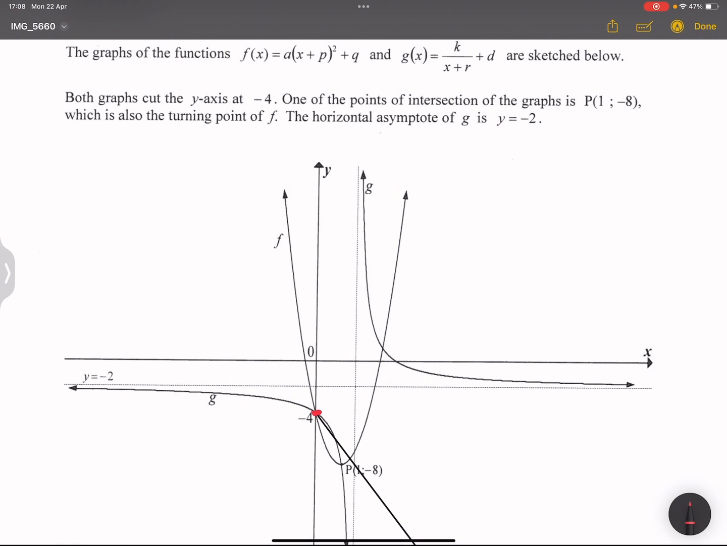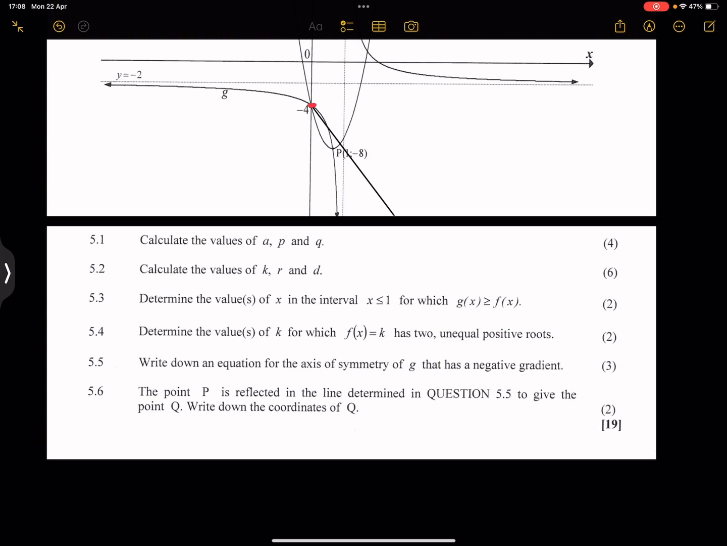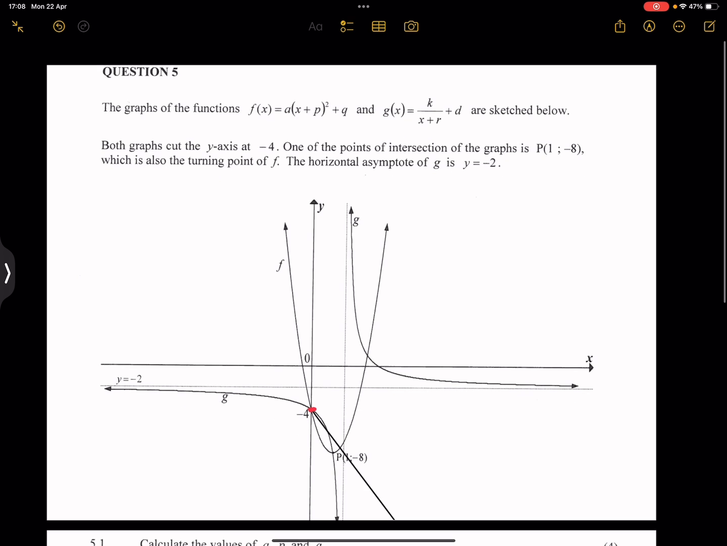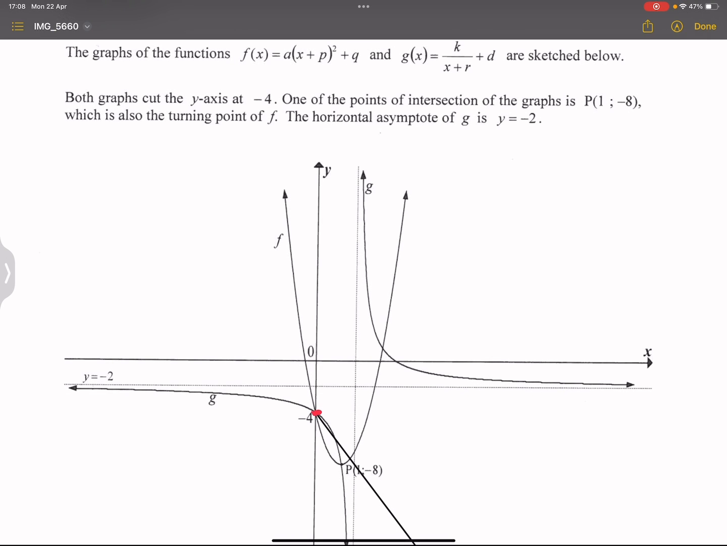Now let's get right into the thick of things. They say calculate the values of a, p, and q. Now we are dealing with the parabola. We already have the x value and the y value of the turning point, so we already know what the p value is. The p value will be the x value of the turning point, but remember to change the sign, so that will be minus 1.